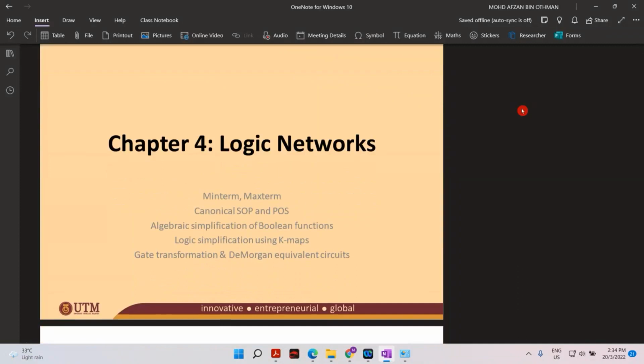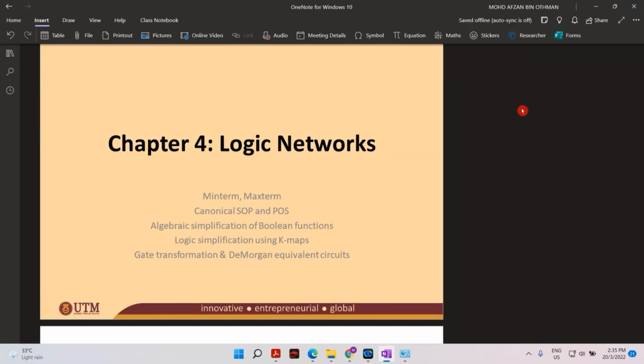Hopefully you are able to distinguish what is a min term, what is a max term, what is a sum term, what are product terms. After we already know the terms that we're going to use, we are going to look at the canonical sum of product and canonical product of sum. We will look at SOP and POS. What is SOP? What is POS?